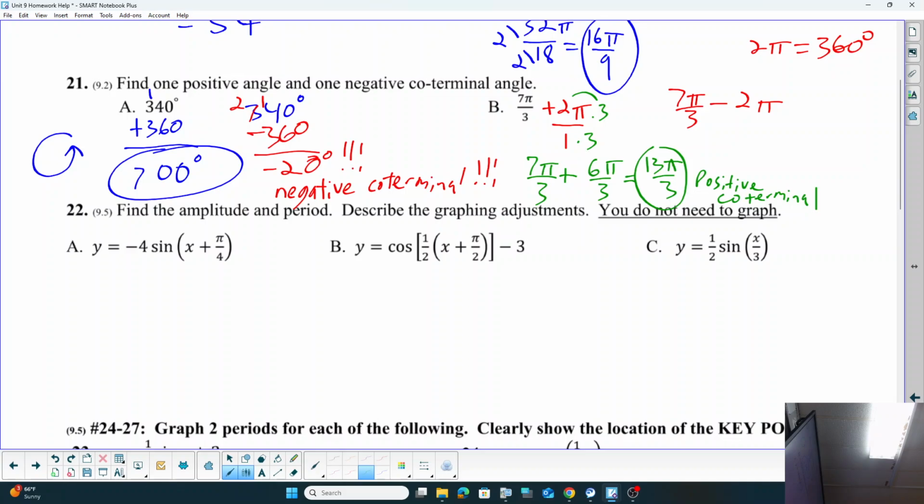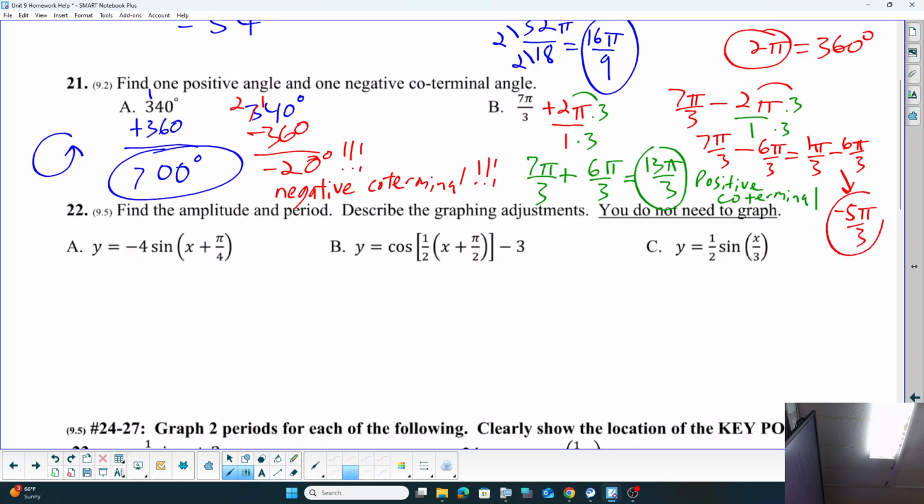Same thing for the negative: over 1, times by 3 to the top and bottom. So now we have 7 pi over 3 minus 2 times 3 is 6 pi over 3. And 7 minus 6 is 1 pi over 3. Oh no! We're not at the negative. We got to minus it one more time. So minus 2 pi again, so minus 6 pi over 3. One more time: 1 minus 6 is negative 5.